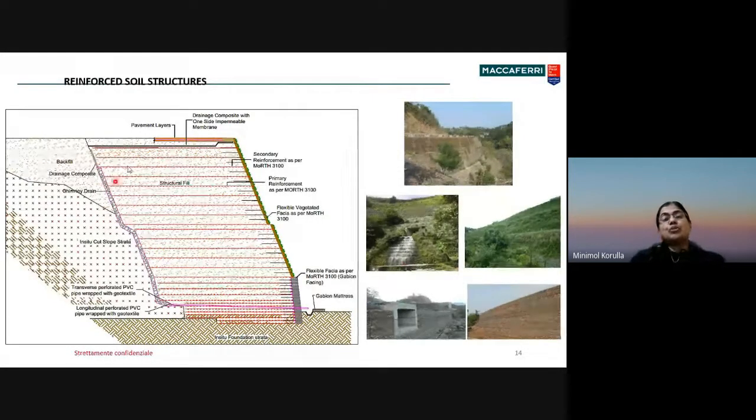In the reinforced soil system, we can see there is a green fascia, and then there is a gabion fascia. That is fascia only. The one which is giving the strength is the main reinforcement, which is a high strength geogrid, and the secondary reinforcement is going at the middle, which is also acting as a secondary reinforcement.